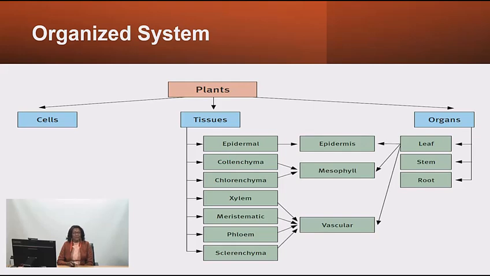We also have mesophyll tissues, which are formed of the collenchyma and the chlorenchyma tissues. We have what we call vascular tissues. These are the xylem, the meristemic tissues, the phloem, and the sclerenchyma tissues. All these tissues, the epidermis, the mesophyll, and the vascular tissues form what we call organs. Plants have only 3 organs. That is the leaf, the stem, and the roots.